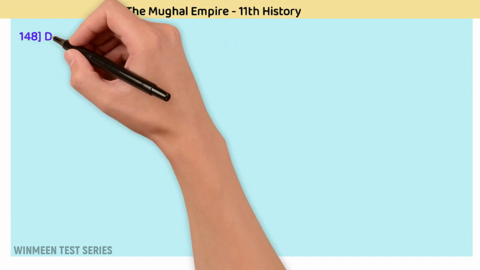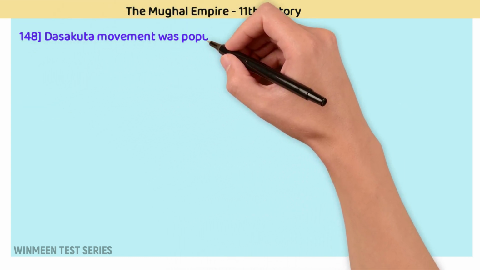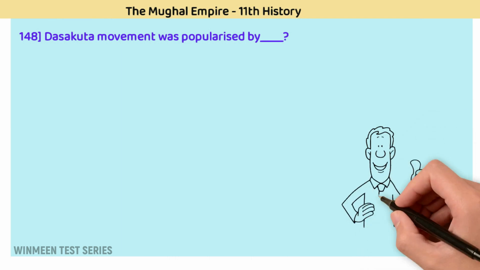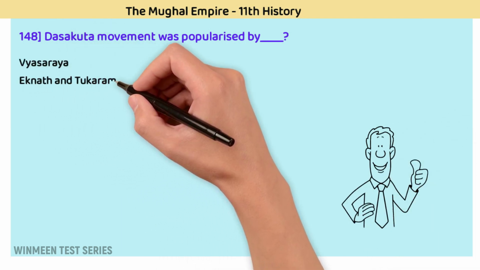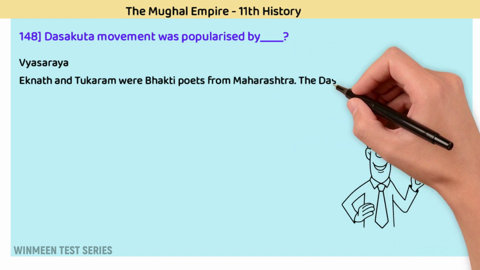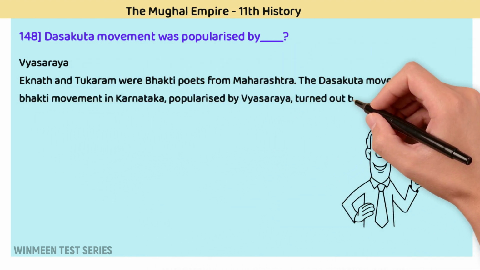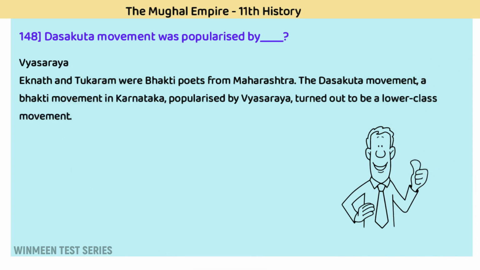Question number 148. Dasakutta movement was popularized by. The answer is Vyasaraya. Eknath and Tukaram were Bhakti poets from Maharashtra. The Dasakutta movement, a Bhakti movement in Karnataka popularized by Vyasaraya, turned out to be a lower class movement.